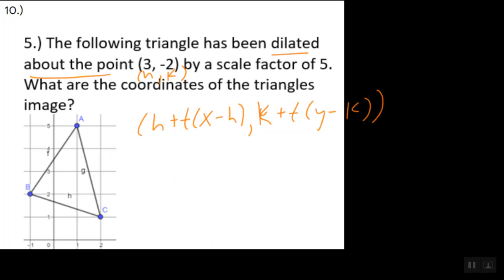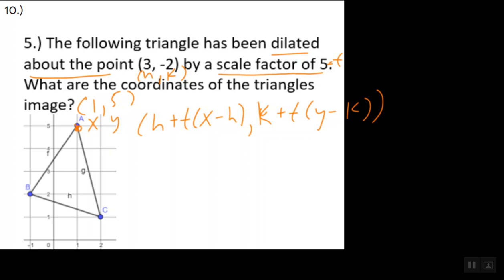And then it's asking us what are the coordinates of the triangle's image. So let's just pick one of these. Let's pick letter A. Seems like letter A is over here at 1 comma 5, or x comma y. And don't forget your scale factor of 5 is equal to your t value.